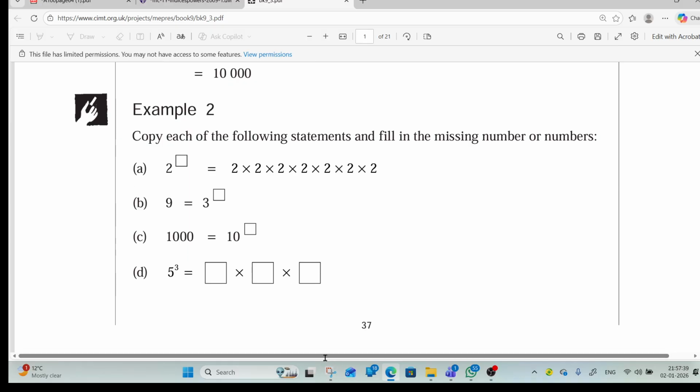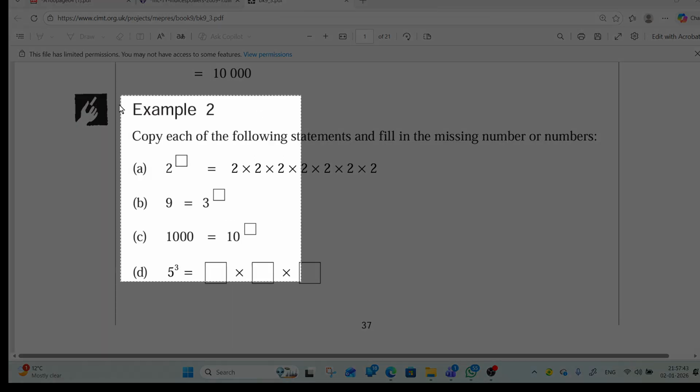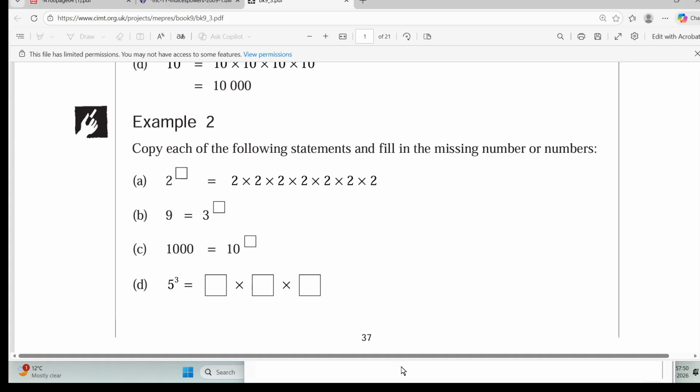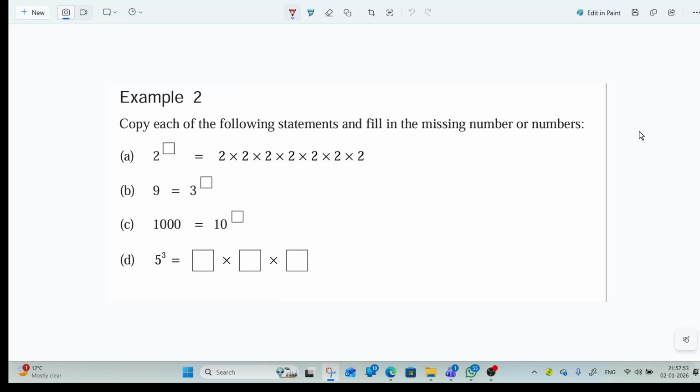1000 is 10 to the power what? If you multiply 10 three times, you get 1000, right? Yes, it is 3 because 10 times 10 times 10 is 1000, so it is 10 to the power 3. 5 to the power 3 means what would you write here? Be quick. 5 times 5 times 5. Very good.